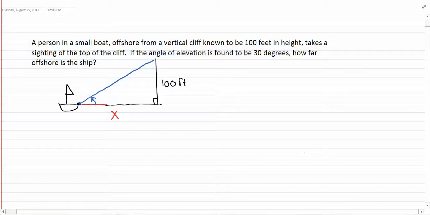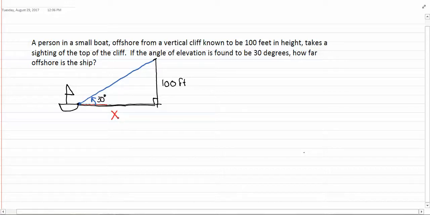The angle of elevation means if the person is looking straight across on the horizontal and then looks up, that's called the angle of elevation. In this case, that's 30 degrees up to the top of the cliff. And they want to know how far offshore, so this part here, the ship is.